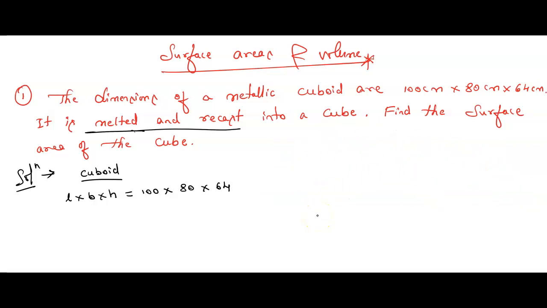Now here the question is, they have given the dimensions of a cuboid and it is melted and recast into a cube. It means we are changing the cuboid into a cube. Now what should we find? Find the surface area of the cube. What is the question? They are asking us to find the surface area of the cube. So before finding the surface area of the cube, first we want to know how much amount of cube is there. First we have to calculate the volume of the cube. What is the volume of the cube? Is the volume of the cube necessary to find the surface area of the cube?